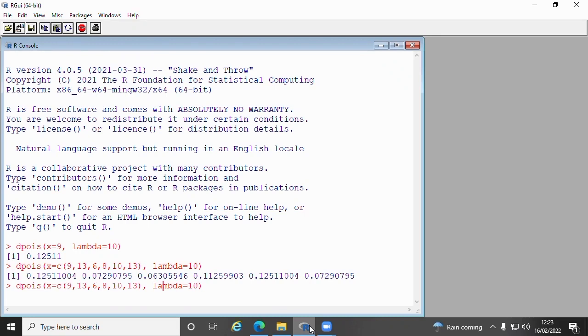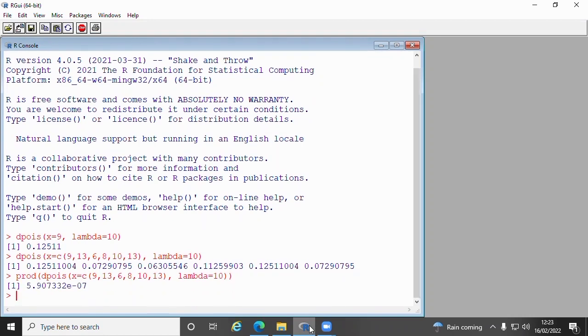So finally, we use a nice function in R, prod. prod stands for product. It computes the product of the elements in a vector. So this is the answer that we just got. You can check this with your calculation using your calculator.